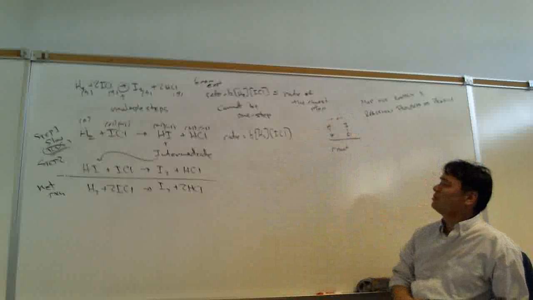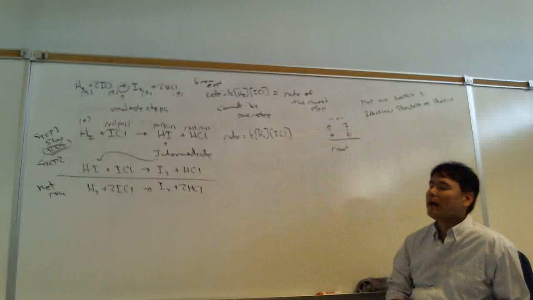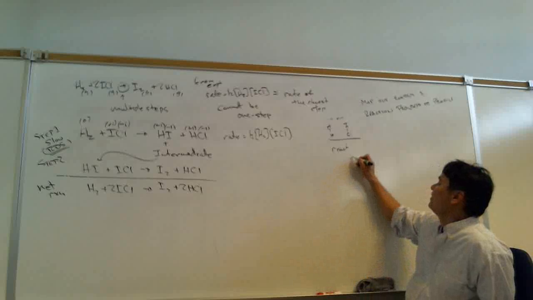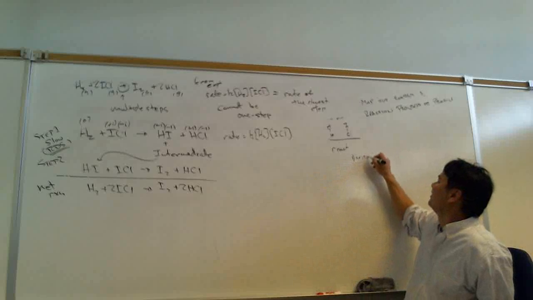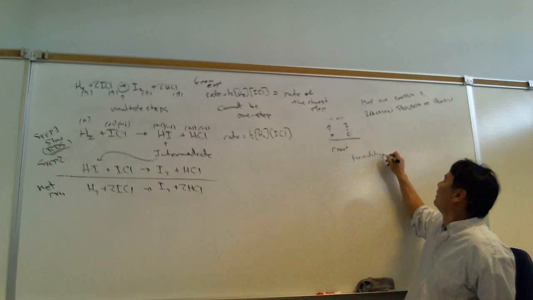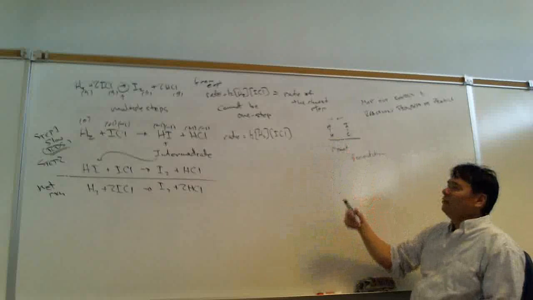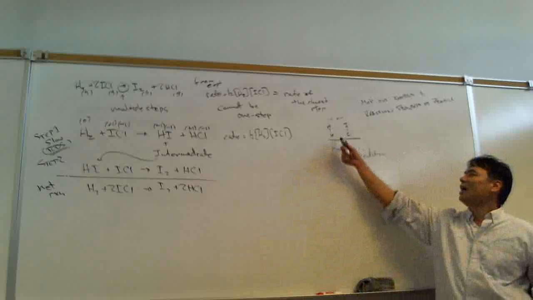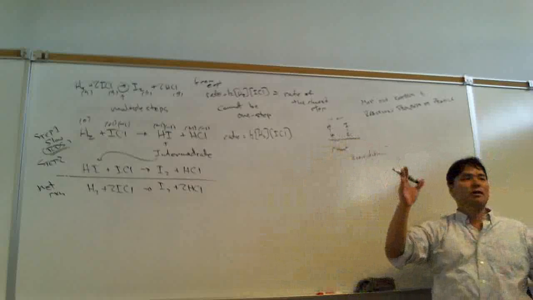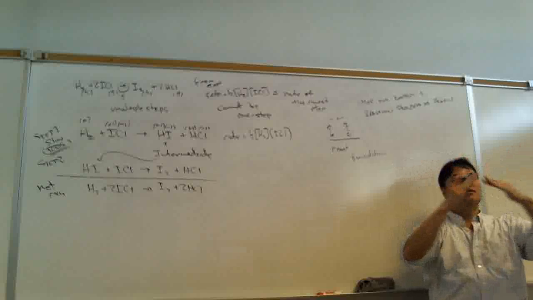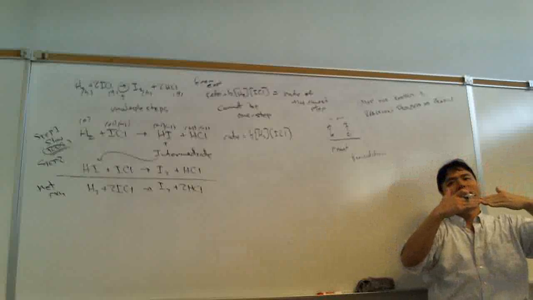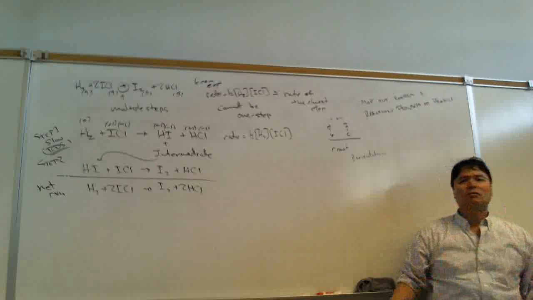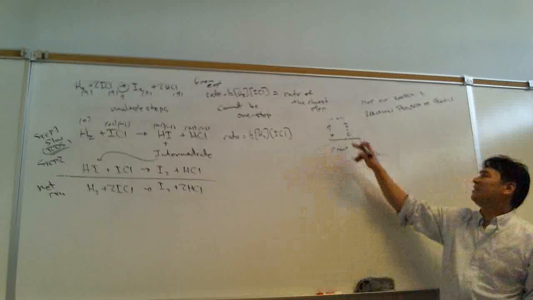In order for a collision to be successful, there are two things that a collision must have. A successful collision must have the correct orientation. And so, take a look at what we want to form. We want to form HI and HCl. So how do you want to collide these two? You probably want to collide them side on. If you collide them head on, you might form an HI or HCl, but the other part might not form. And so we'll have a side-on collision.